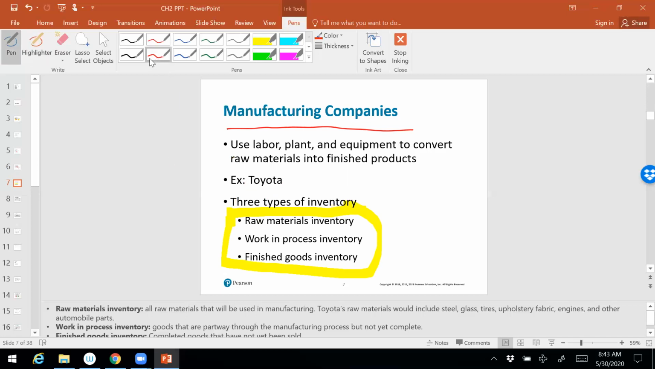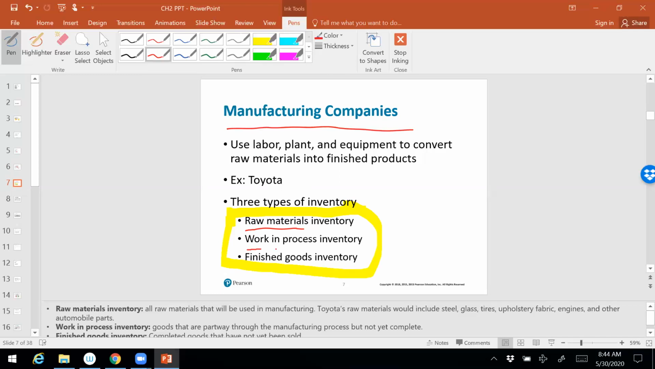You say, hey, professor, how do I understand this part? Raw material: you go to Toyota, you go to their manufacturing department, you will find they have the tires there, they have the steel there, they have all the raw material that hasn't even been used. They bought the plastic, they bought the metal. So that's a part of inventory, right? So it's the raw material. We will talk more in detail later, but raw material is the material that hasn't been used, hasn't been touched. So you will see that type of inventory there in Toyota.